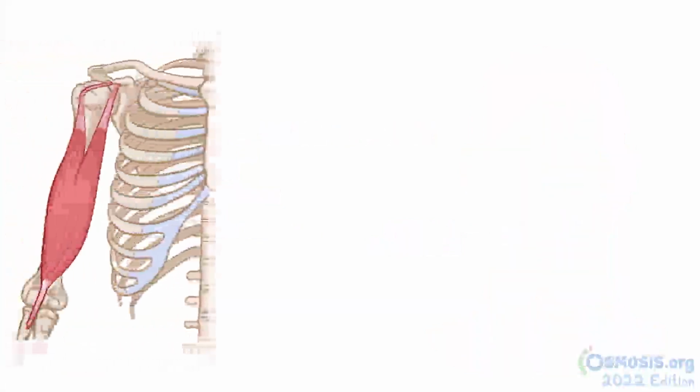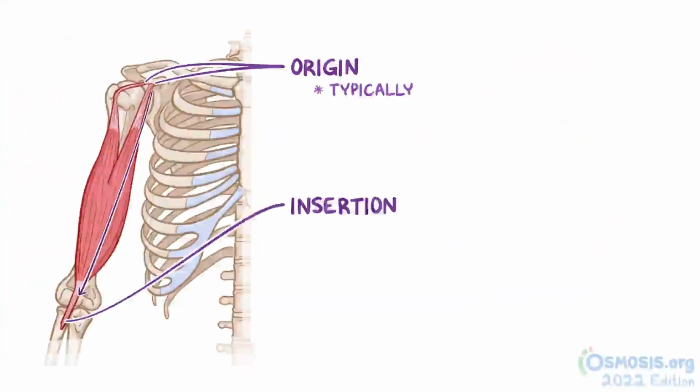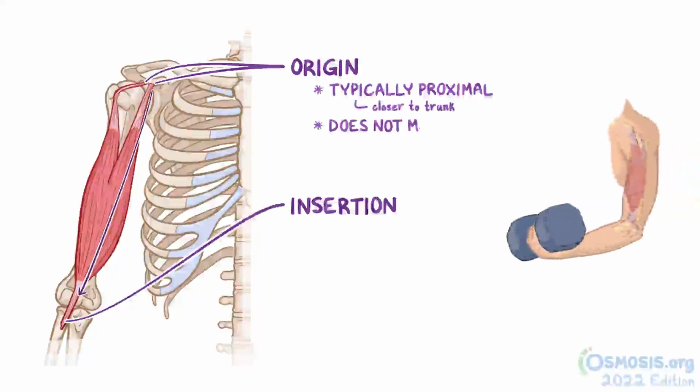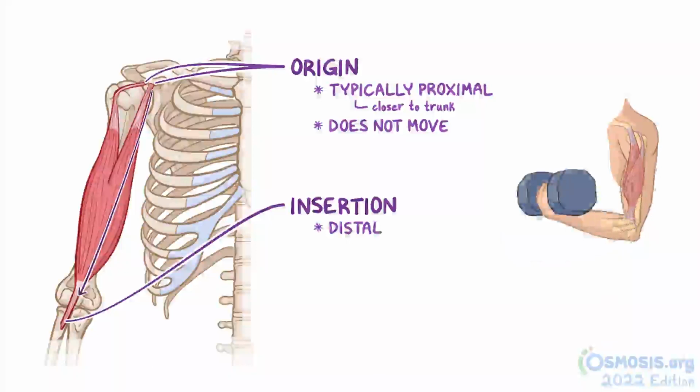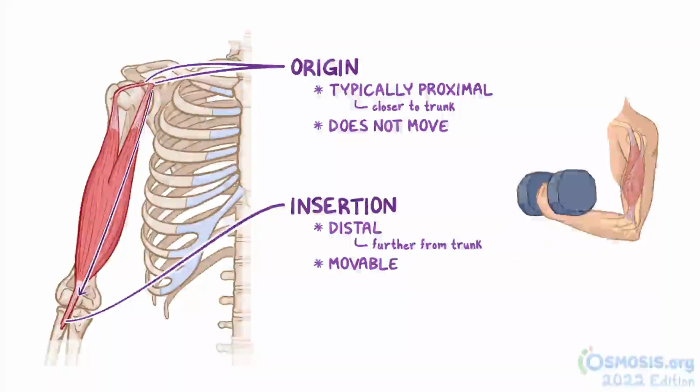Now, every muscle arises from a point, called the origin, and inserts into a point, called the insertion. Typically, the origin is proximal, meaning that it is closer to the trunk of the body. Also, typically the origin does not move, meaning that it stays fixed when the muscle contracts. On the other hand, the insertion is distal, meaning that it is further away from the trunk. Also, the insertion point is movable, meaning that it gets pulled towards the origin to produce a movement.